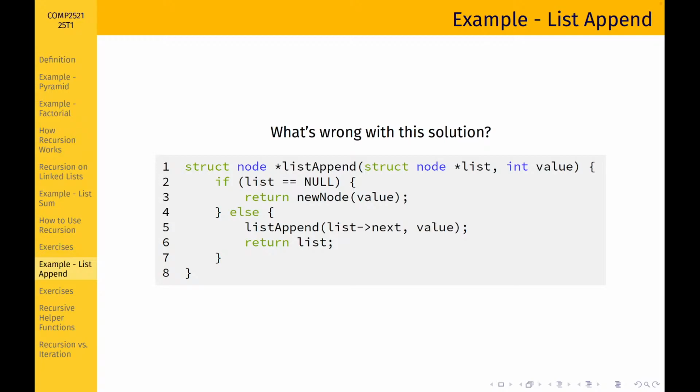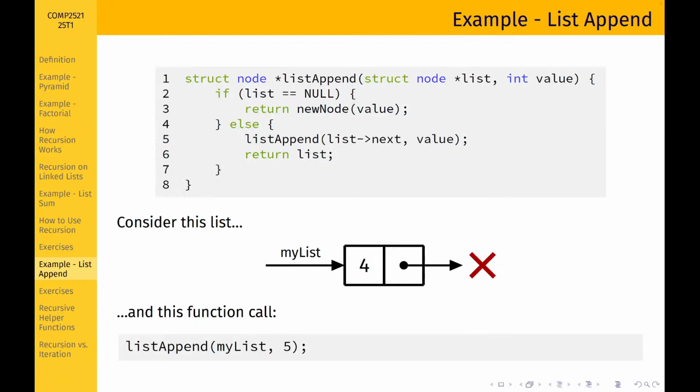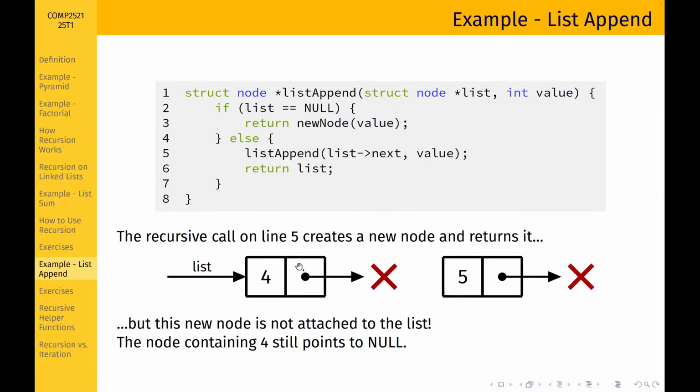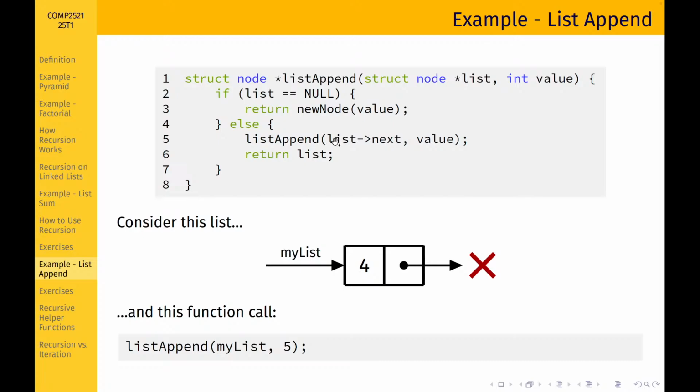Yeah, so the problem is that the new node doesn't get connected to the rest of the list, right? So here's the problem. Here's our code from before, and here is a list that contains one value. If we try to append a value to the list, what is the code going to do? Well, it's going to call list append on list next, and list next is null.